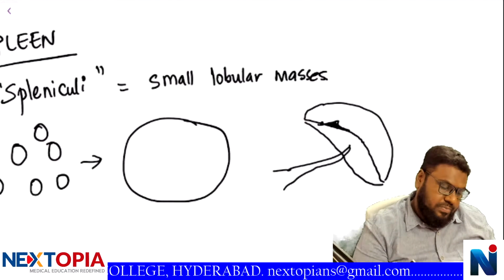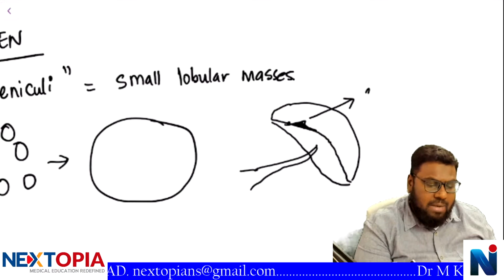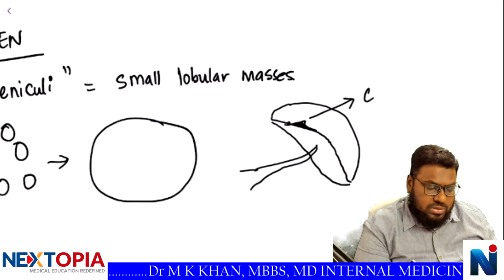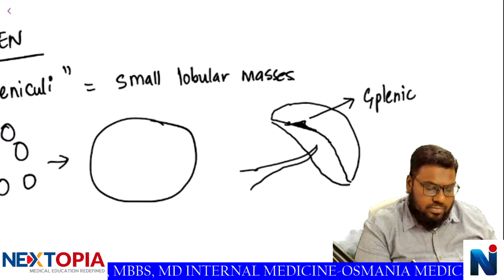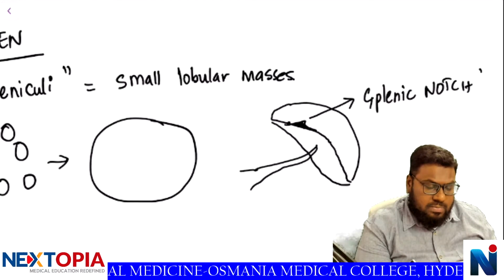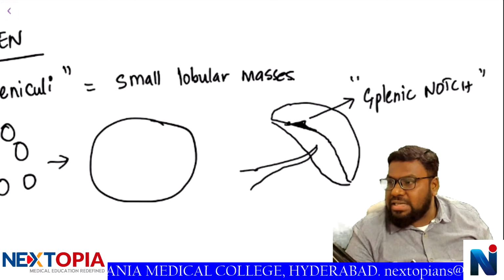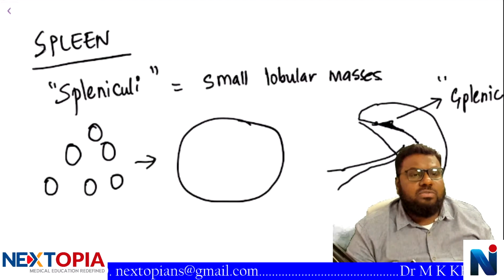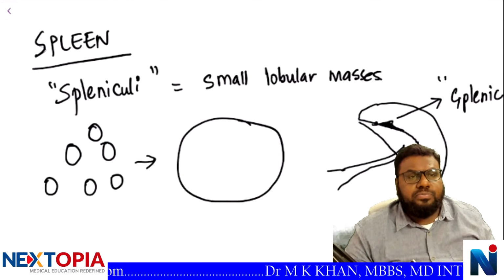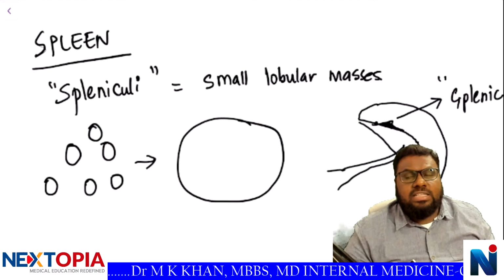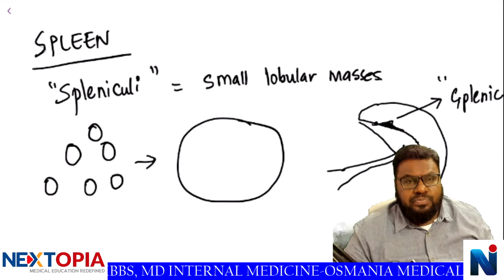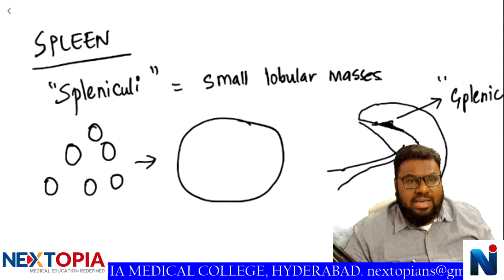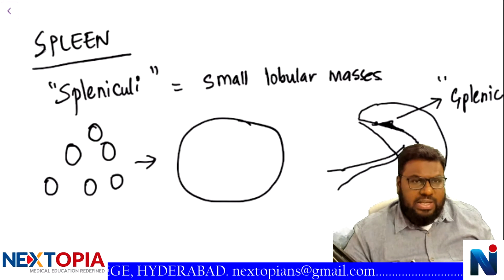This splenic notch in the spleen you can palpate clinically. If the patient has splenomegaly, you can palpate this splenic notch. It tells you that the spleen is formed by small lobules, the union of small spleniculi. And it is present on the left side of the abdomen, in the left hypogastrium area.